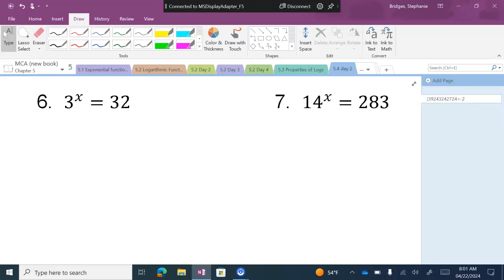Is everybody ready? So the first step says we're going to take the common log of both sides, which means I'm literally going to just write log in front of both sides of this equation. So I'm going to change that into the log of 3 to the x power equals the log of 32. We are using the common log base 10 so that we can get to our calculator.